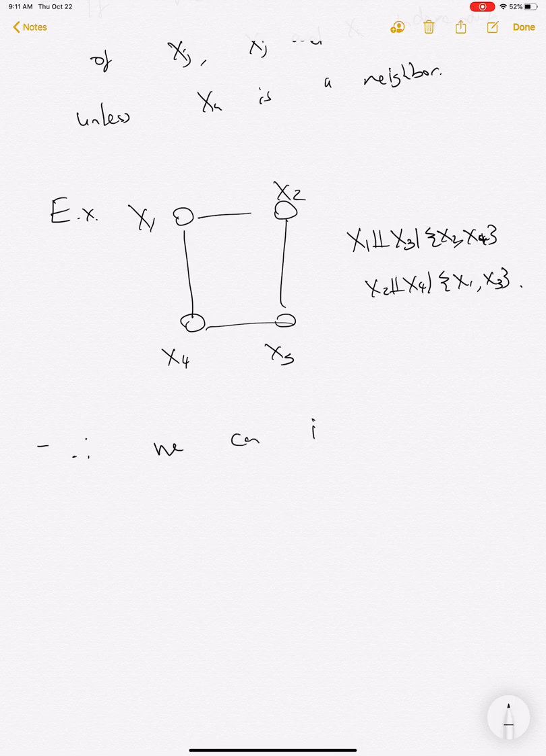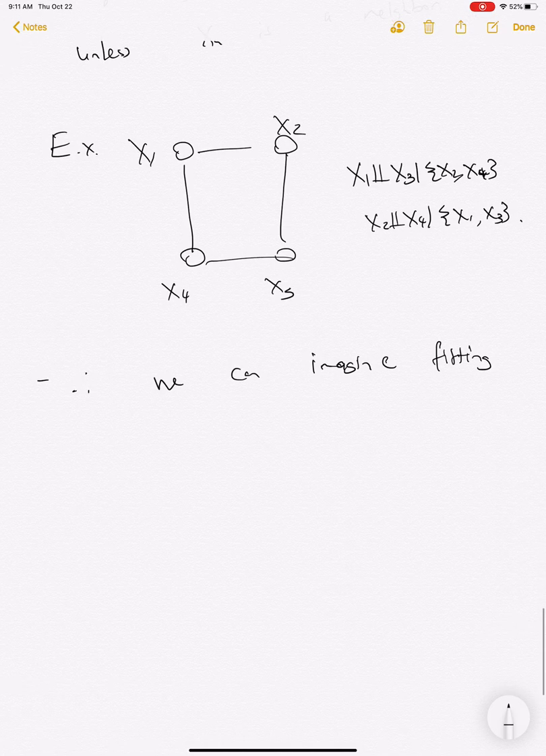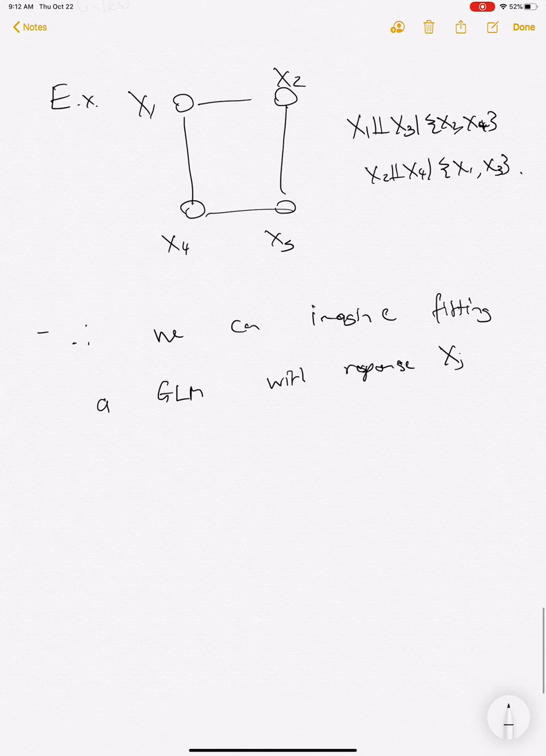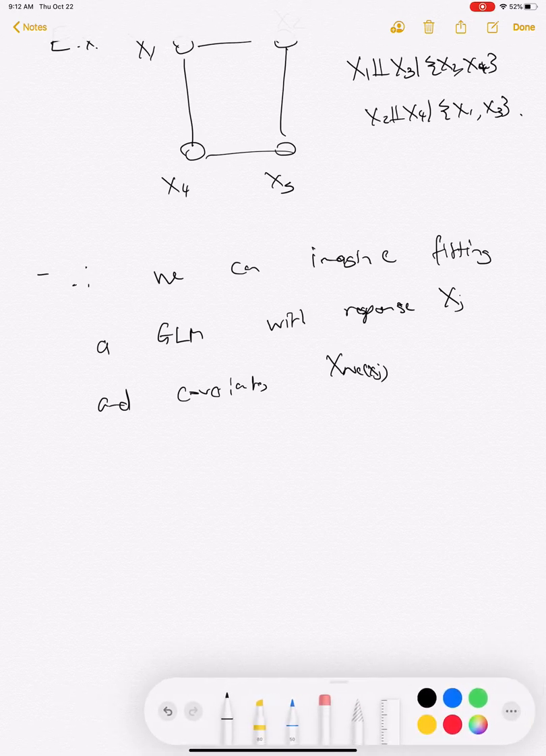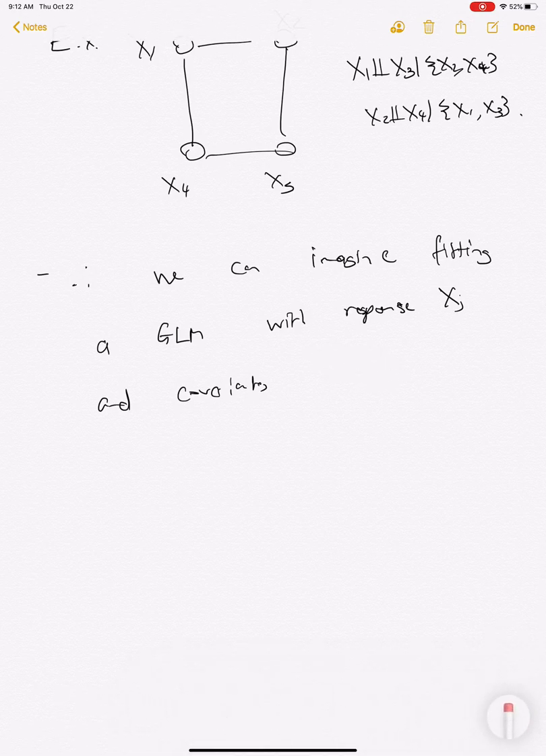we can imagine fitting a GLM with response xj, so that's like xj is y in our GLM framework, and covariates x, and then the neighbors of xj, and the covariates will just be the neighbors of xj.